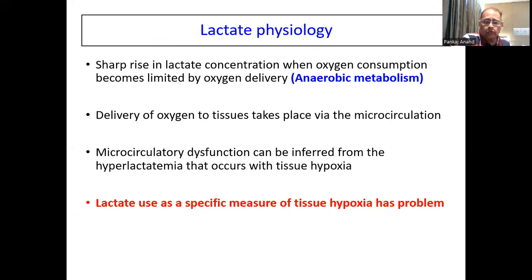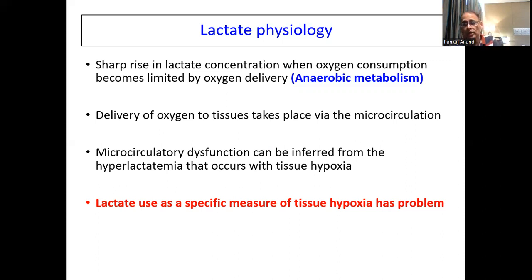Coming to lactate, we all use lactate in our resuscitation efforts. It shows a sharp rise in concentration when oxygen consumption becomes limited by delivery. So it is a marker of anaerobic metabolism, largely a marker of poor perfusion of the tissues. So delivery of oxygen to tissues takes place via the microcirculation. Microcirculatory dysfunction can be inferred from hyperlactatemia and occurs with tissue hypoxia.